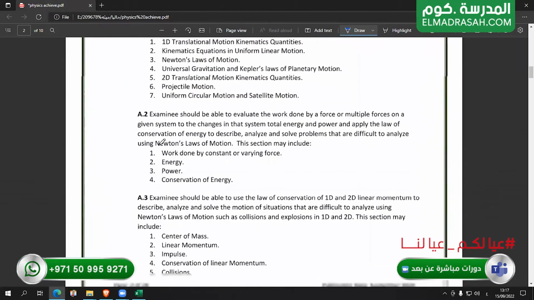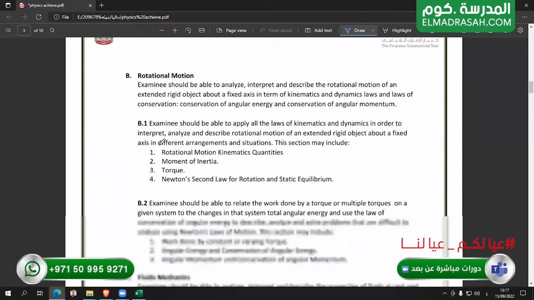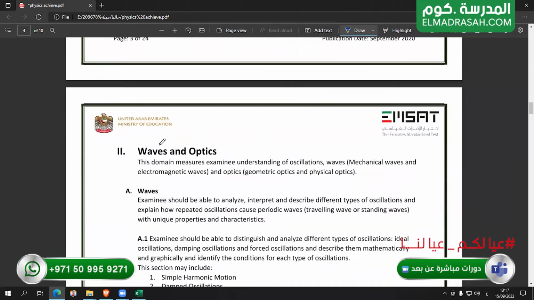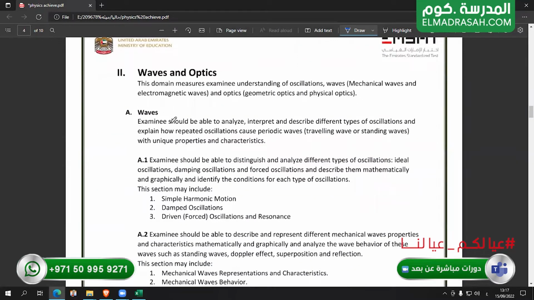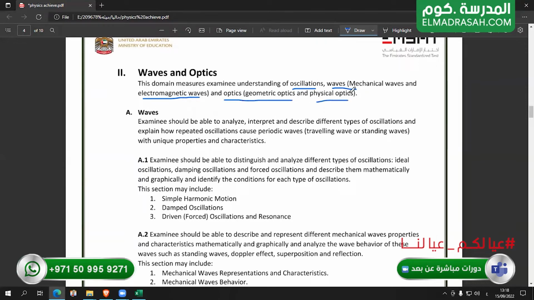And in the section of the waves and optics, we will focus on what? On the mechanical waves and oscillations. So we will focus on the oscillations and waves, which are mechanical and electromagnetic waves, and the optics, which is geometrical optics and physical optics. We will study them with the concepts and with the laws, and see how to solve on them.